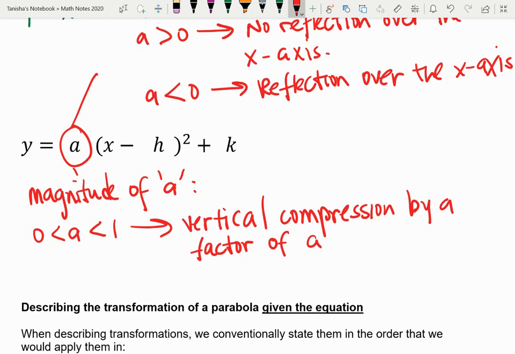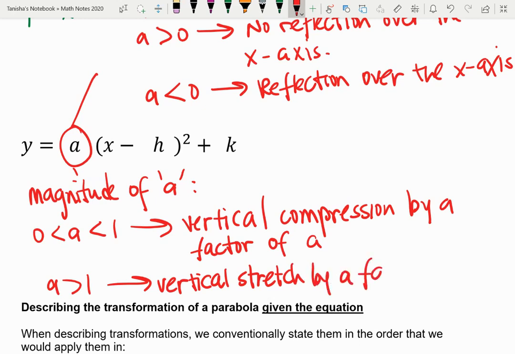If our a is greater than 1, then we have a vertical stretch by a factor of a. Okay. And again, that is ignoring the sign in between. So let's say, for instance, we have an a value that is equal to -3. Well, the negative in front of that a value would indicate that a reflection has occurred, but the 3, so the magnitude of that number, would indicate that it is a vertical stretch by a factor of 3 because it is a value greater than 1.